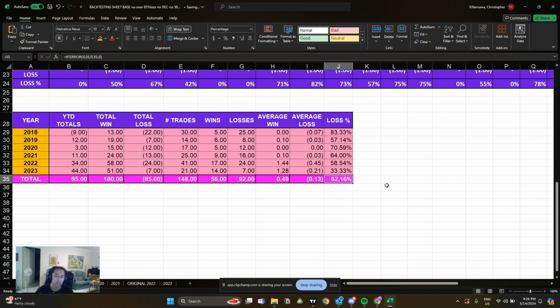It's at 37 and a bit. And that's fine because my RR makes up for it. So total wins 180, total losses 85. Trades 148 over 6 years. That's not many at all. It's super easy to do.